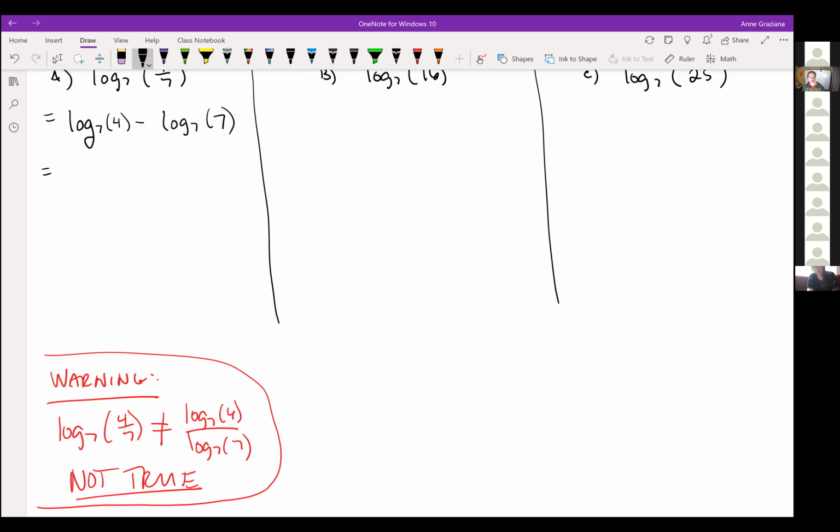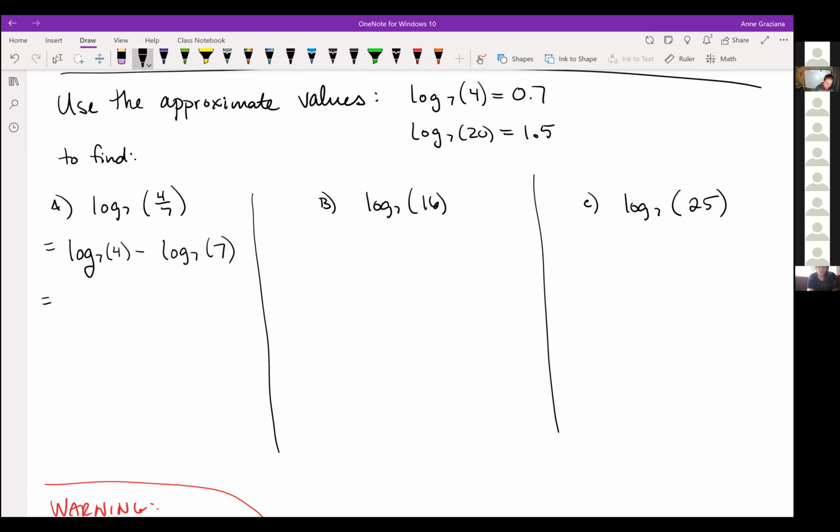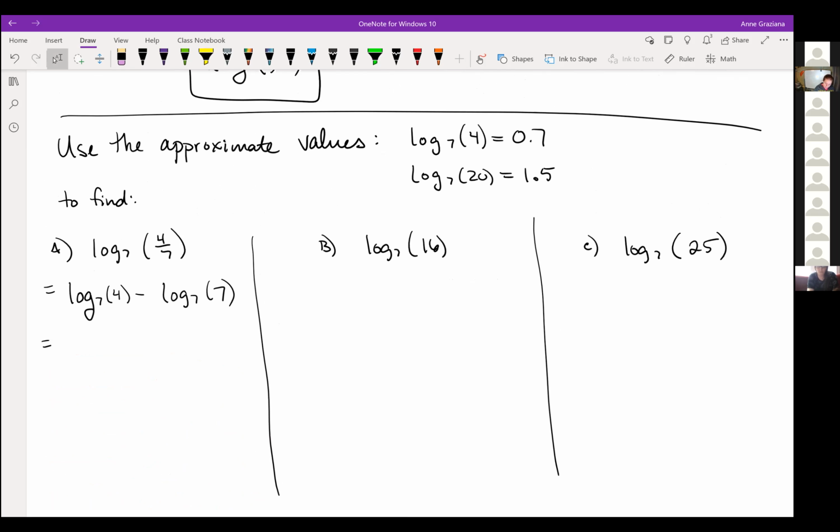If you punch 4 divided by 7 into your calculator, take log base 7 of that, and then see if it equals that other thing, they will not be equal. You have to use your properties. So I'm going to subtract. Now, one cool thing is I know what this is. They tell me it's 0.7. But I don't know what log base 7 of 7 is. I'm not given that.